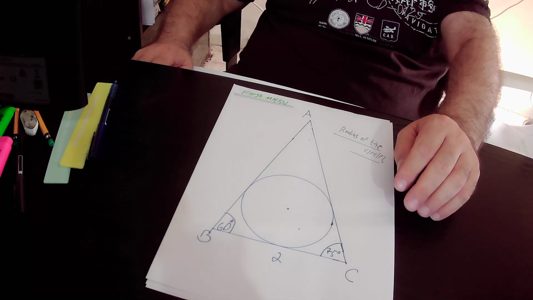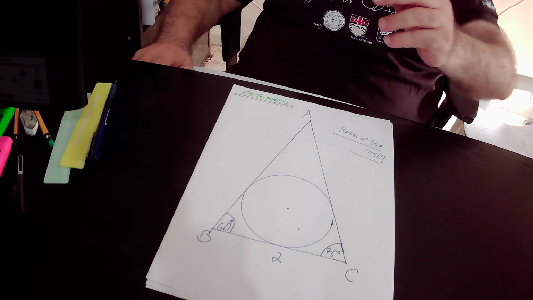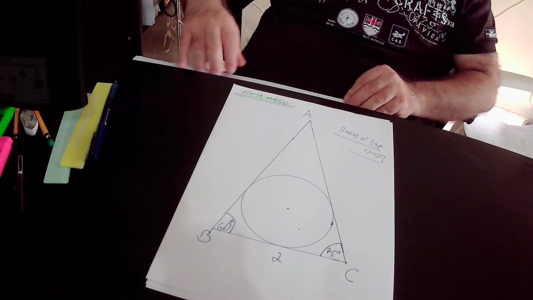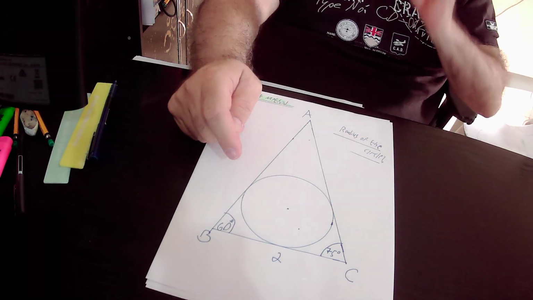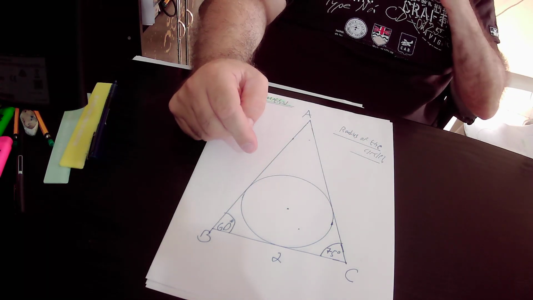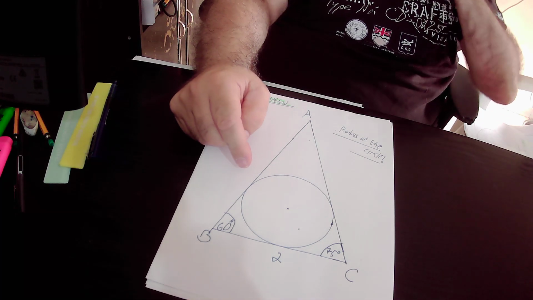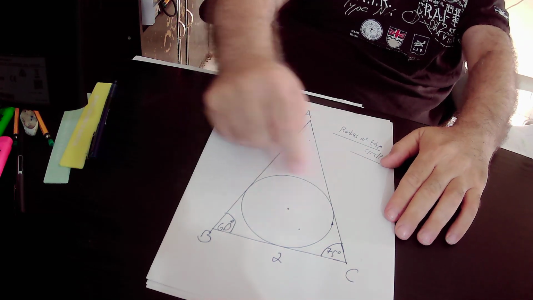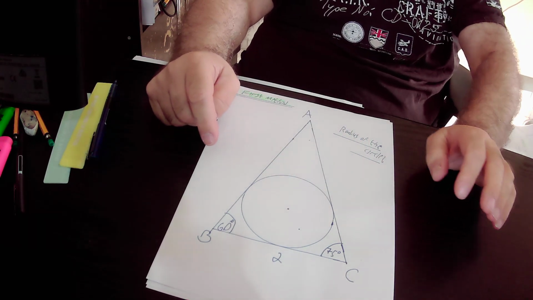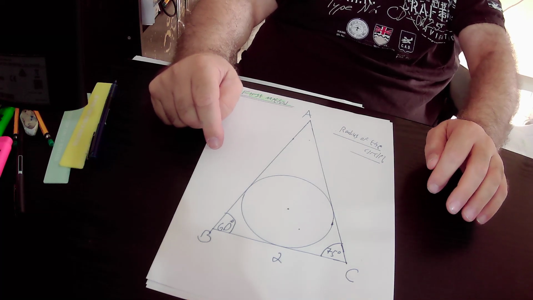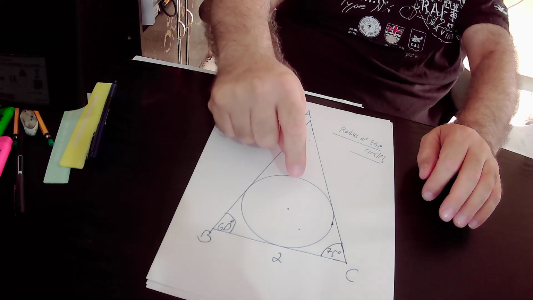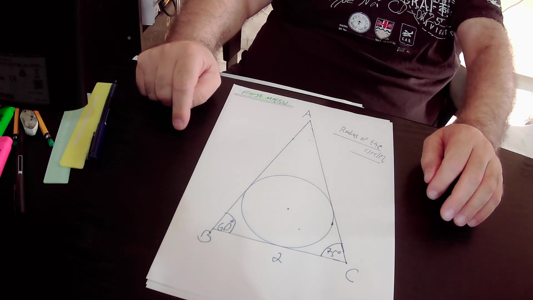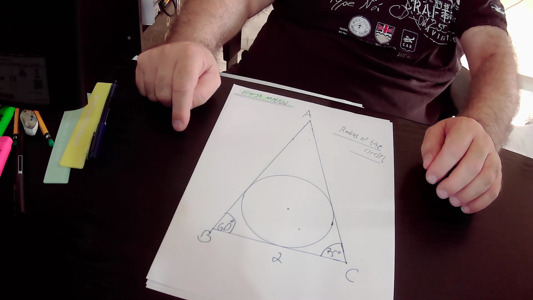In the drawing, we have triangle ABC. Side BC of triangle ABC equals 2 units, angle ABC equals 60 degrees, angle ACB, this angle, equals 75 degrees, and our mission is to find out the radius of this circle that is inscribed by triangle ABC. So we start with the first method.